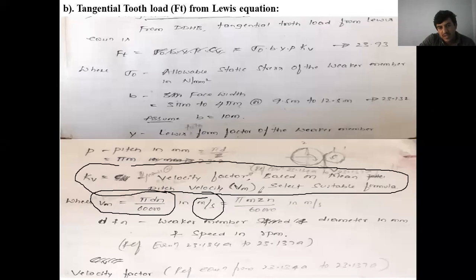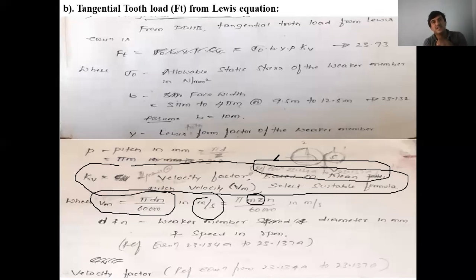Now which d do you consider? d is the physical diameter, which I want to represent in terms of module into number of teeth. Module into number of teeth. Take the weaker member, take the formula and substitute. Then based on the Vm value, we refer to equation numbers 23.134a to 23.137a.